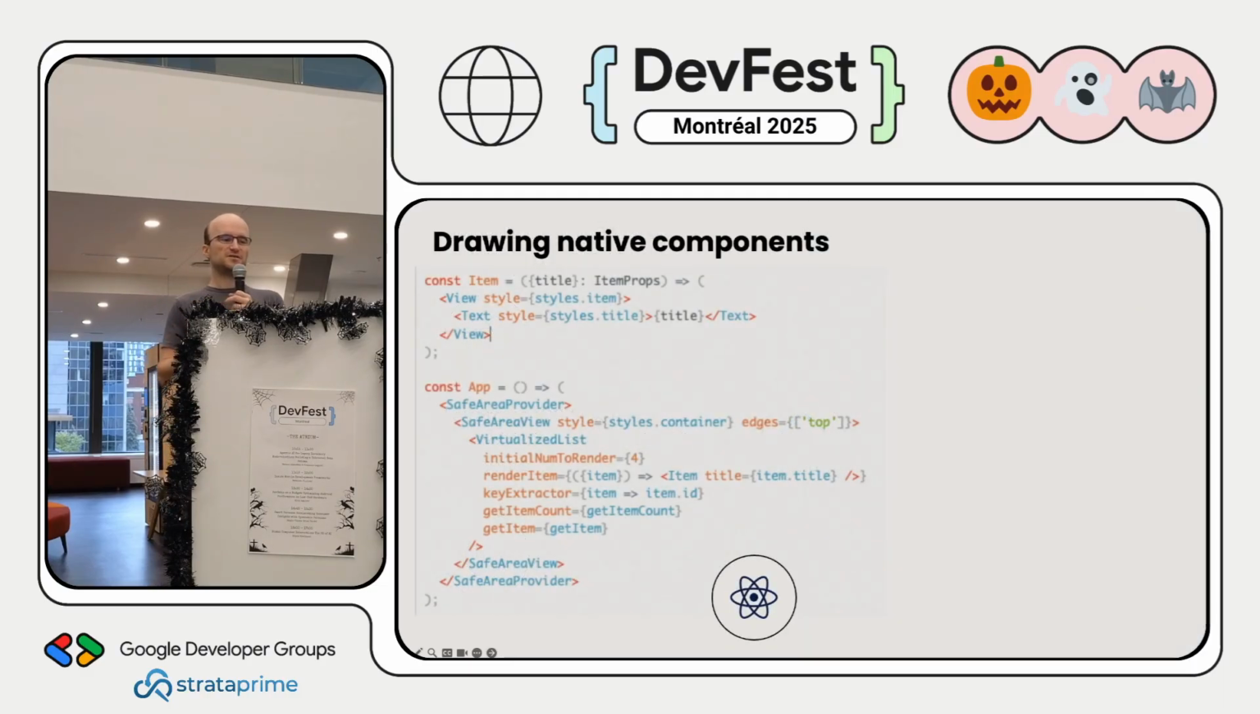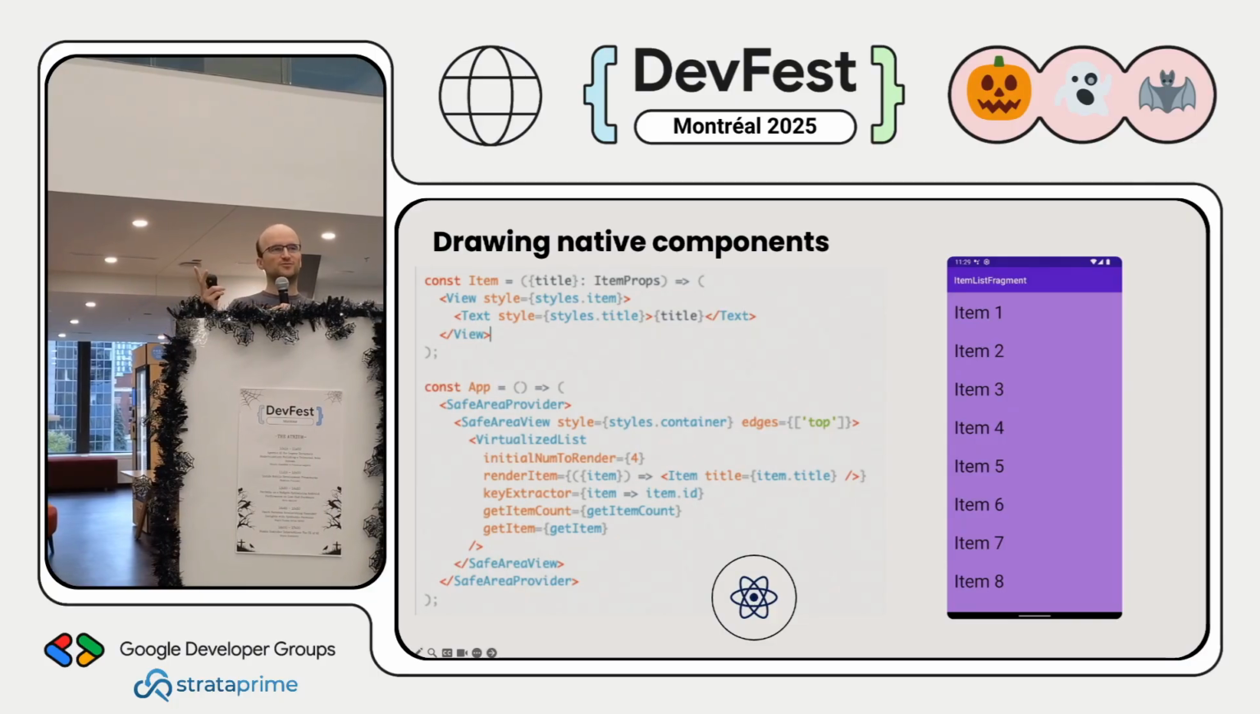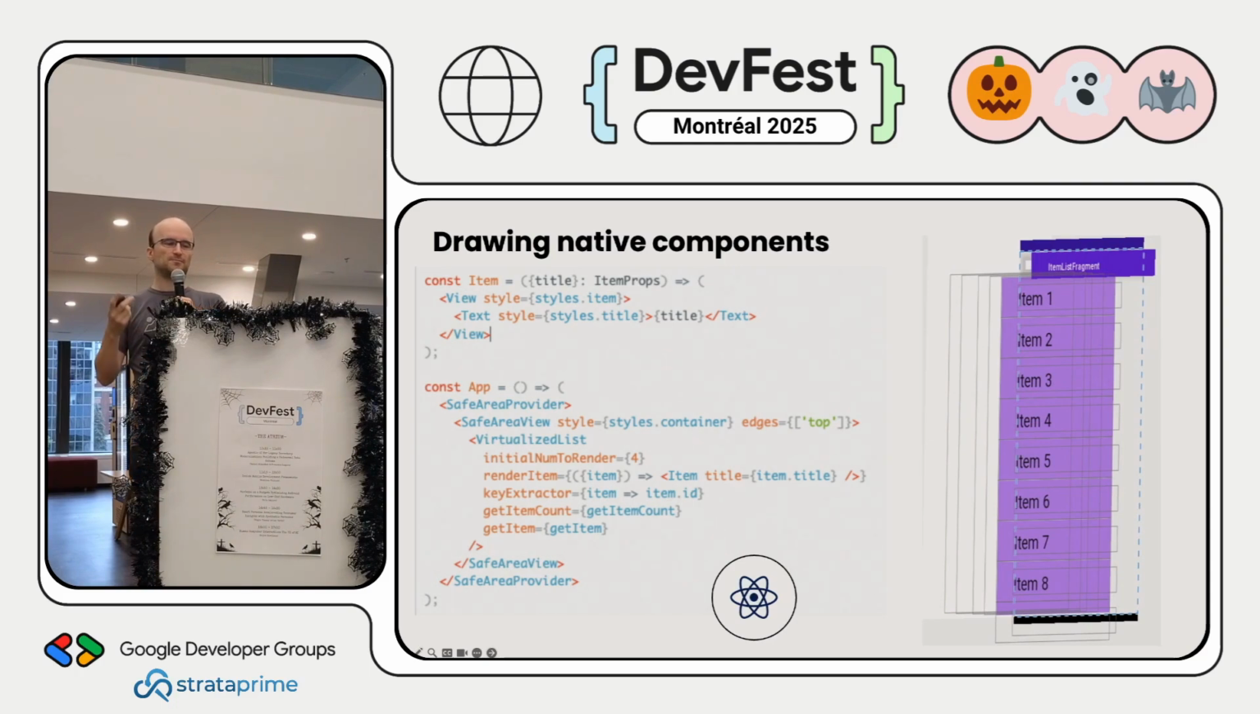So the difference is illustrated here. This is React Native code, and you can see what it would render on the right. I'll just do a 3D view so you can see the different layers. You see the different elements are rendered by the operating system. Those are native views and containers.